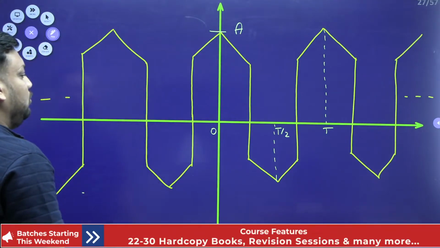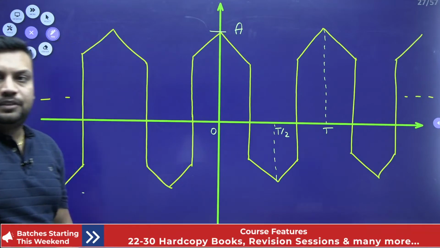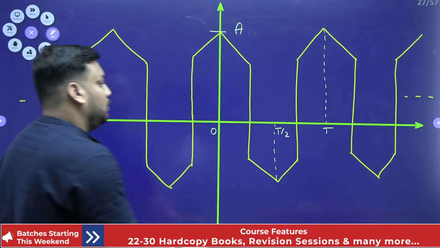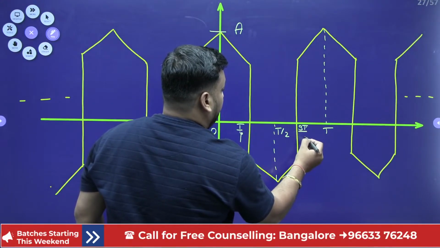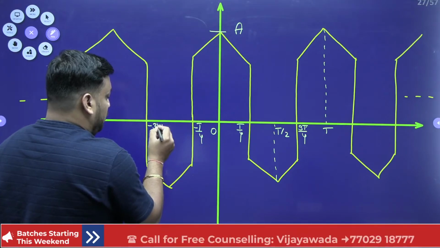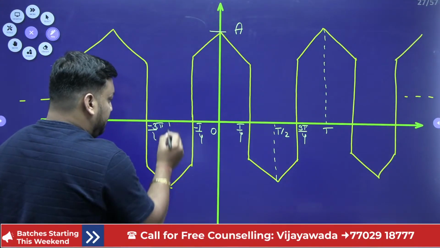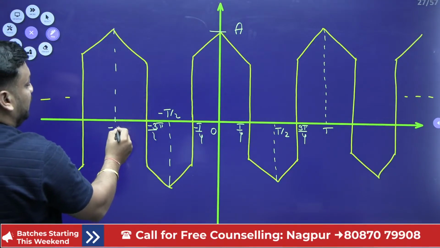Come on. This is T by 4. This is 3T by 4. This is minus T by 4, minus 3T by 4. This is exactly at the midpoint, T by 2, minus. Like this, exactly at this point we have minus T.